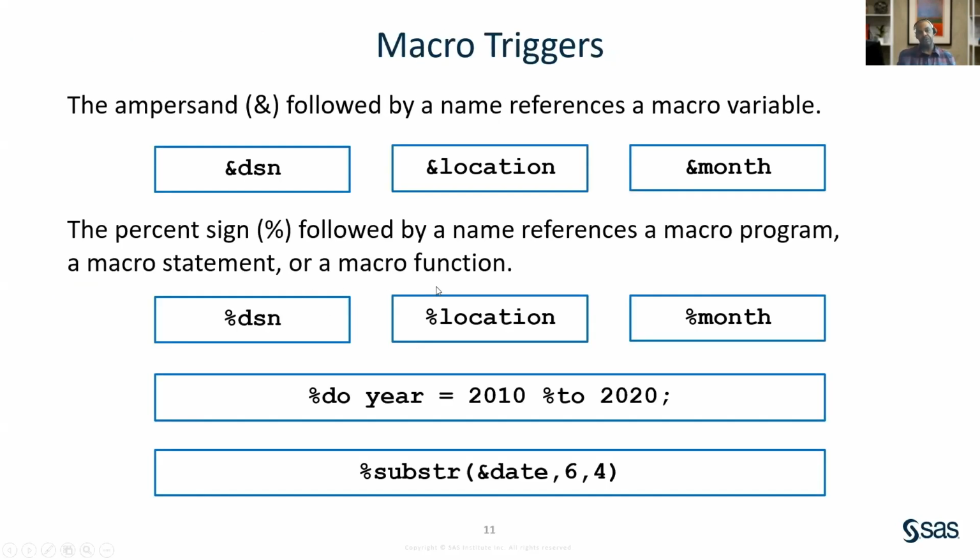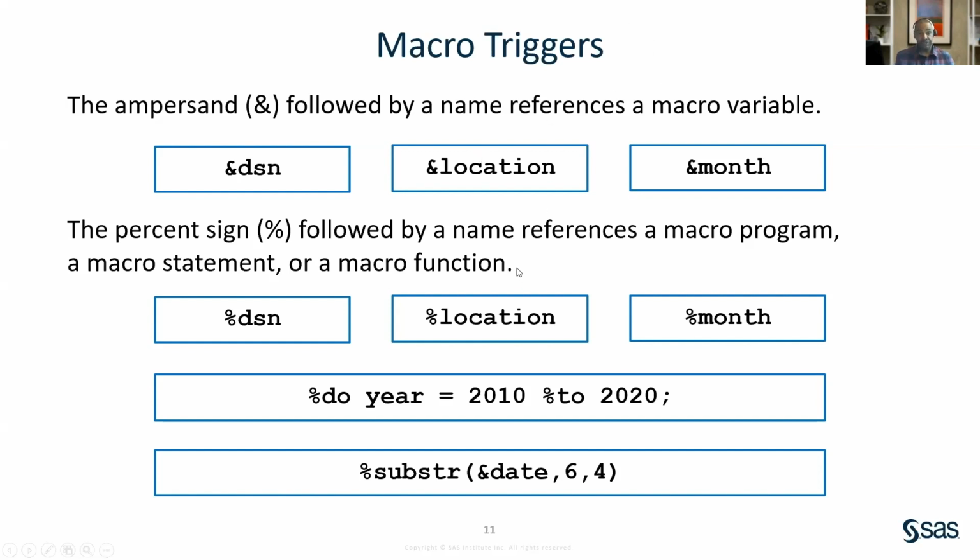Let's look at some of these macro triggers. We have ampersand DSN, which is regarded as a macro variable reference, ampersand location, month. These are all macro variable references. So the macro processor would expect those to exist. A percent symbol is used typically to specify a macro statement like percent let, which you'll see. Or the beginning of a macro definition with percent macro, you give it a name.